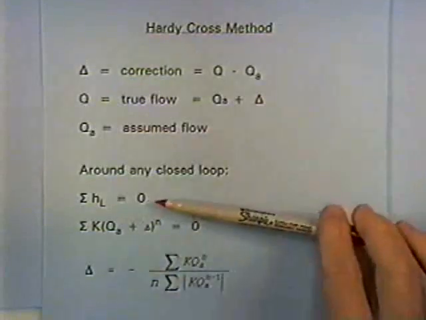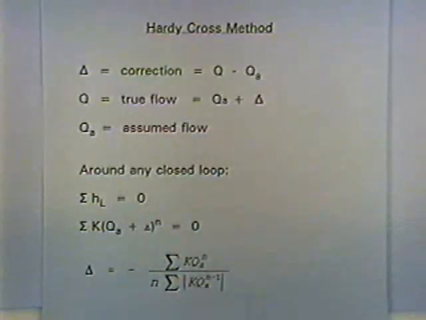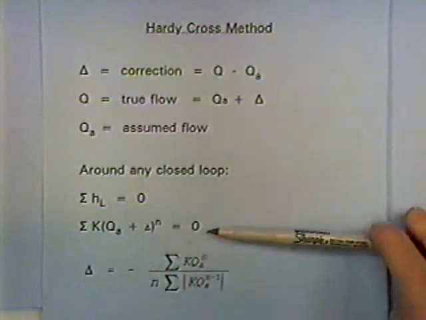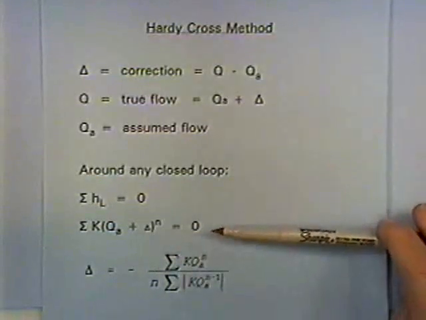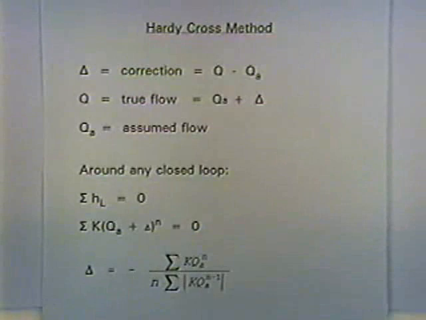And we know around any loop the head losses sum to 0. And so the head loss is K times Q to the N. And the actual true Q is an assumed Q plus the correction factor, how much we're off. And so that equation is the basic concept of maintaining conservation of energy in each of the loops.